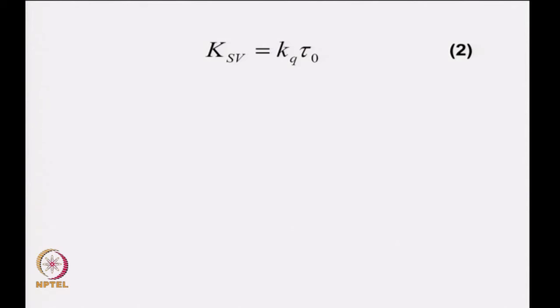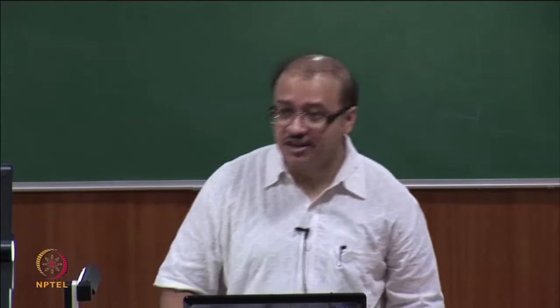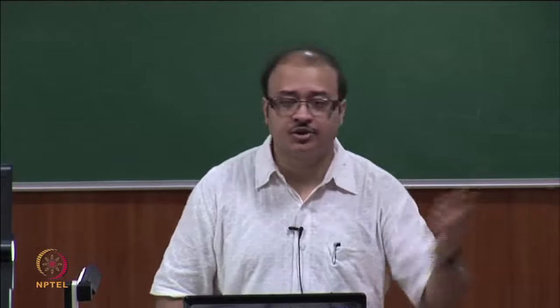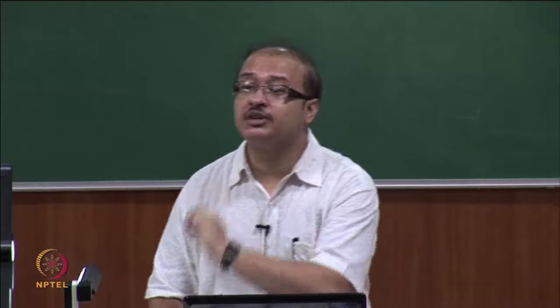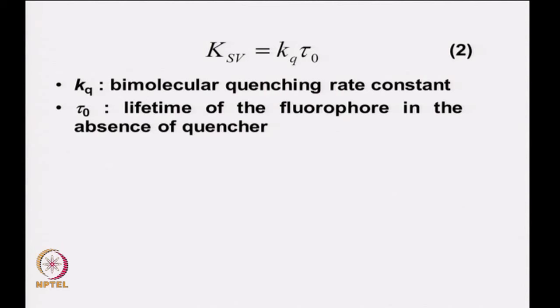Now, all this time we have been talking about the steady state fluorescence intensity. This is what we measure using a normal steady state spectrometer or fluorometer. But here you see KSV has a different dependence. It is also dependent on the lifetime tau 0. So, what is tau 0? Tau 0 is the lifetime of the fluorophore in the absence of the quencher, like F 0 was the fluorescence intensity of the fluorophore in the absence of the quencher. What is KQ? KQ is a bimolecular quenching rate constant. What do we mean by that? It should be easy to conceive, because remember we are talking about a collision, and hence the collision has to be between two molecules, hence bimolecular.